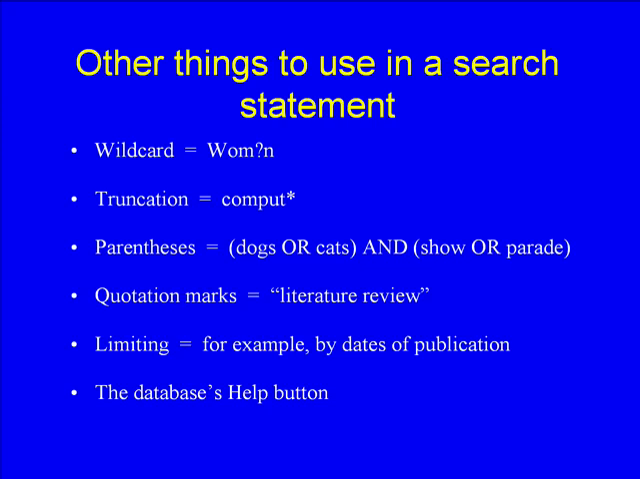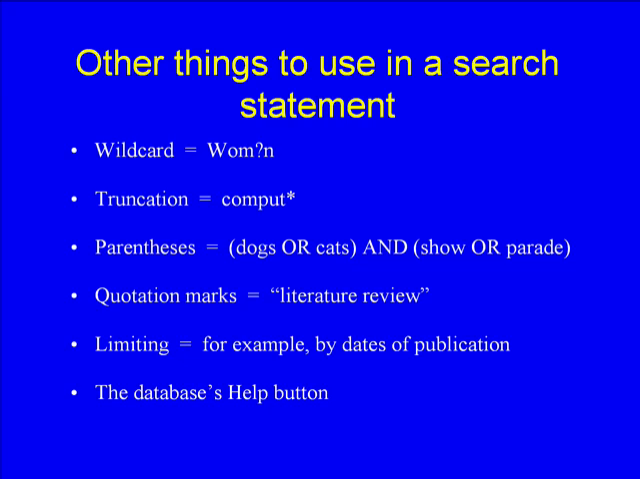Let's say you're looking for records that have either the singular or plural of woman or women. Well, you could type WOM question mark IN. And what the software will do is look for women or woman. Most of the databases understand what that question mark means, and that's called a wildcard.